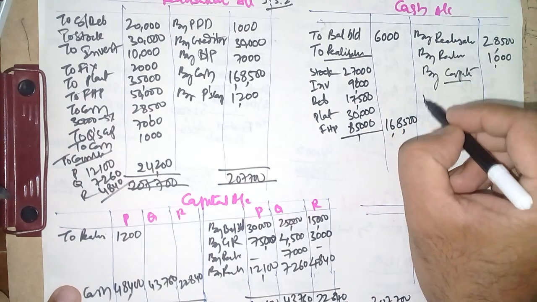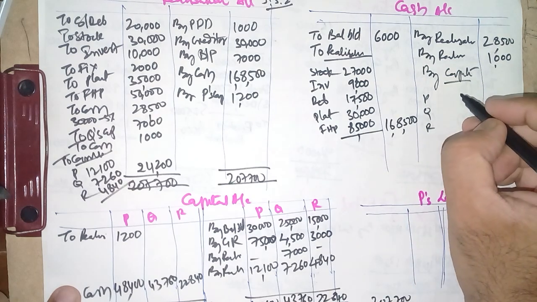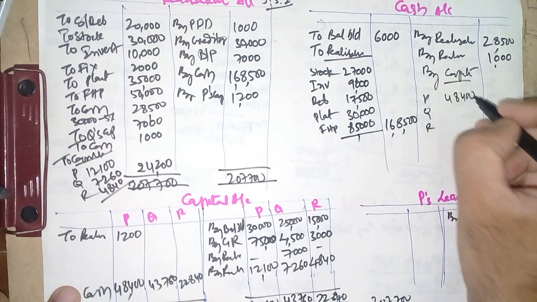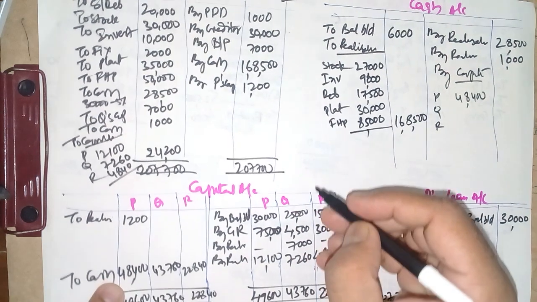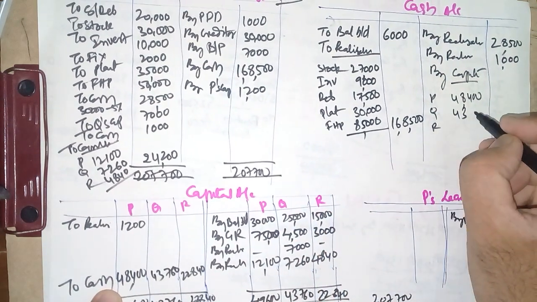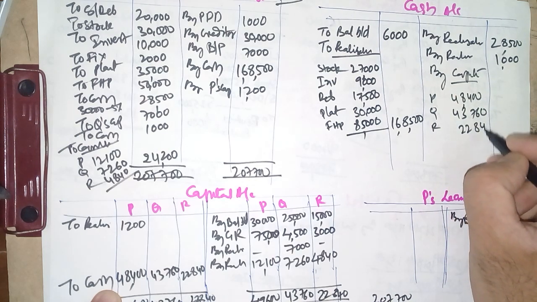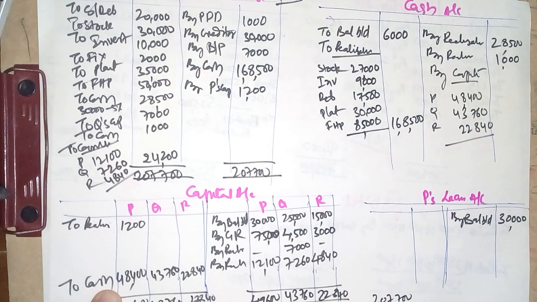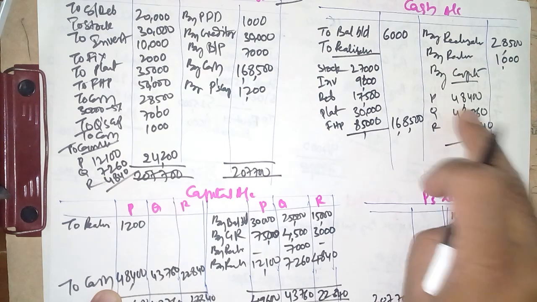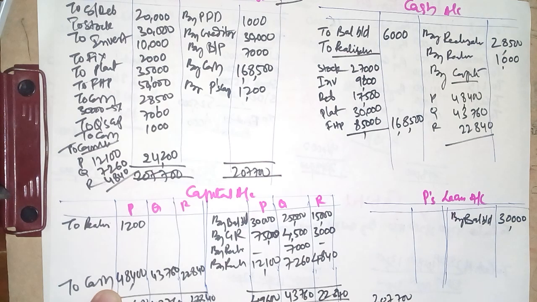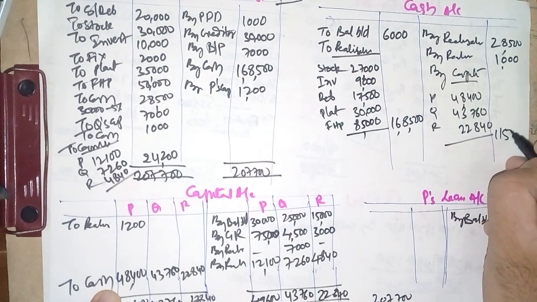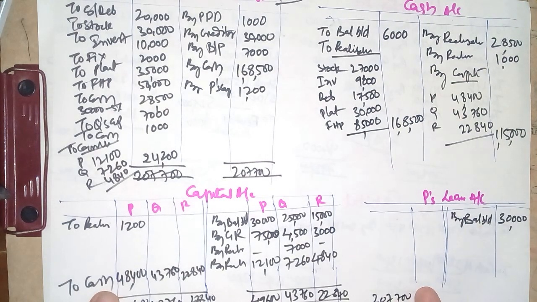By capital of P, Q, R. So 48,400 first, then 43,760, then 22,840. Make the summation: 48,400 plus 43,760 plus 22,840 comes to 1,15,000. We are getting the balance total.